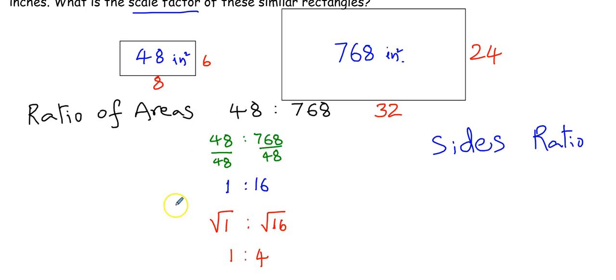So the scale factor is 4, right? The first side is multiplied by 4 to get the corresponding side of the second rectangle, and the width of 6 is multiplied by 4. So hence you can say the scale factor is 4.